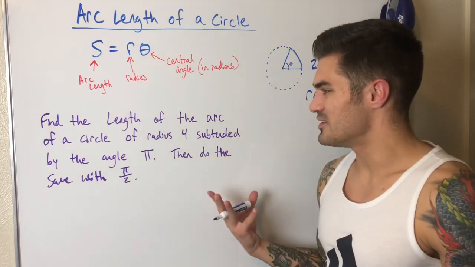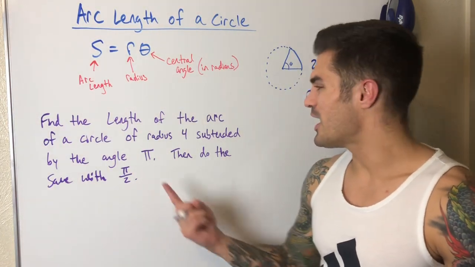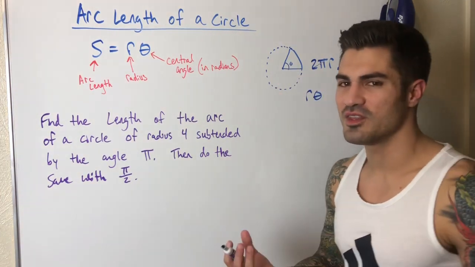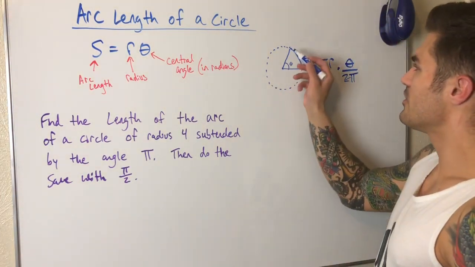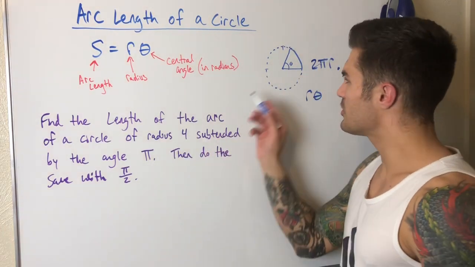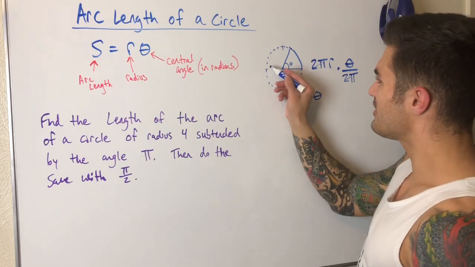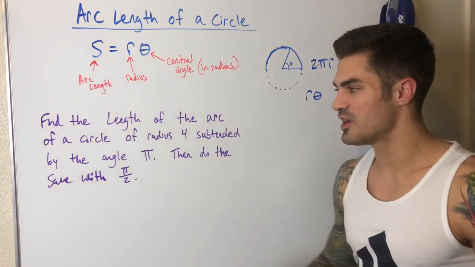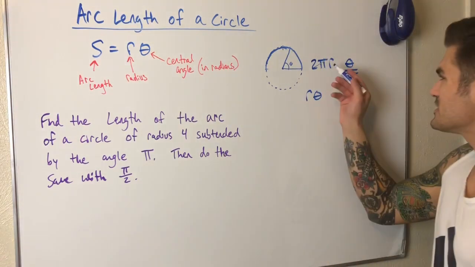But what do we expect this to be? Think about it. We have the angle pi. Pi is what? That's half a rotation around, right? If you think of your unit circle, we have pi over 2, and then we have pi here. So since we're going halfway around and we're taking the length of that arc, we're basically taking half the circumference, okay?